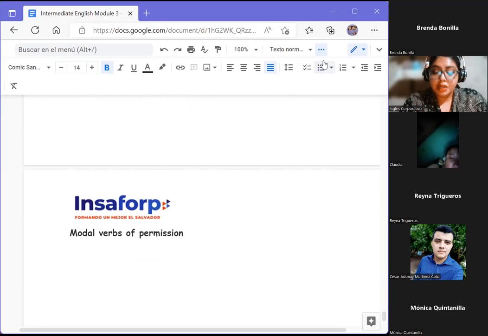And it says that use the modal verbs of permission, can or could, to indicate whether someone has permission to do something or not. Así que vamos a utilizar can and could para denotar si alguien tiene el permiso de hacer algo o no tiene permiso de hacer una acción.